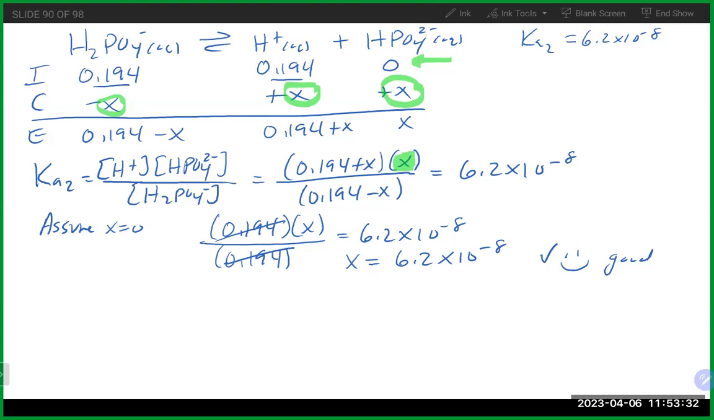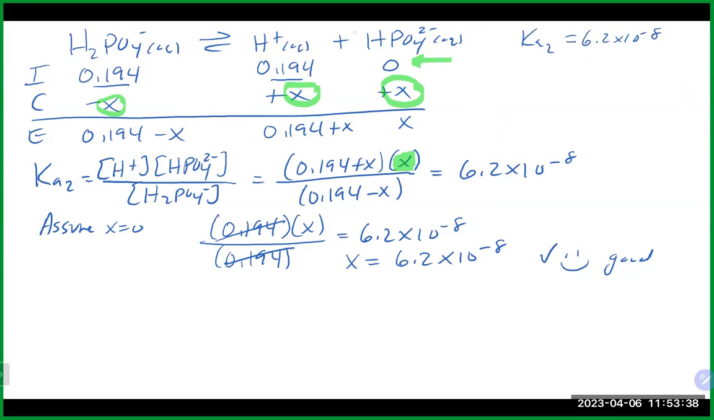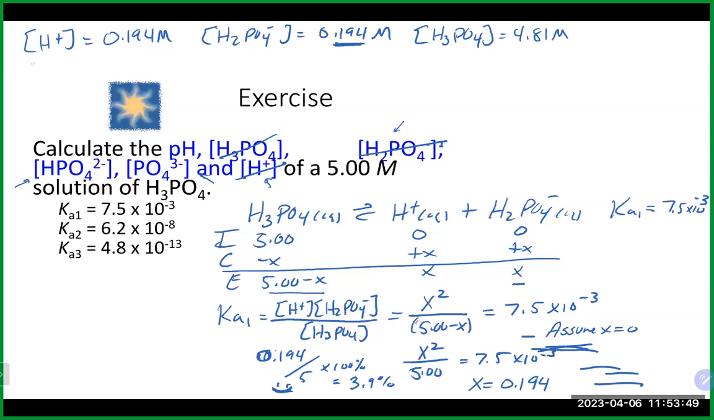Okay, so from this table, we got another answer we could add. We could see from this table here that the concentration of HPO4 2- is equal to X. That means if we put it to our list here, the concentration of HPO4 2- will equal 6.2 times 10 to the minus 8 molar.